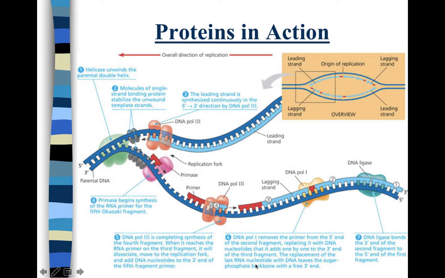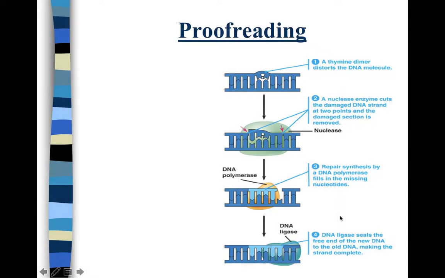DNA polymerase I removes the primer from the 5' end of the 2nd fragment, replacing it with DNA nucleotides that add one by one, again to the 3' end. Only added on again to the 3' end of the 3rd fragment. The replacement of the last RNA nucleotide with DNA leaves a sugar phosphate backbone with a free 3' end. DNA ligase bonds the 3' end of the 2nd fragment to the 5' end of the 1st fragment.